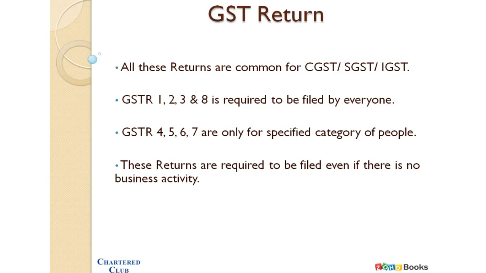Every month you would be required to file 3 returns minimum. So that means 12 into 3 is 36 and GSTR 8 is an annual return. So that makes it a total of 37 returns. 37 returns are required to be filed by everyone every year, even if they have not done any business activity. If they are registered for GST, they are required to file it.